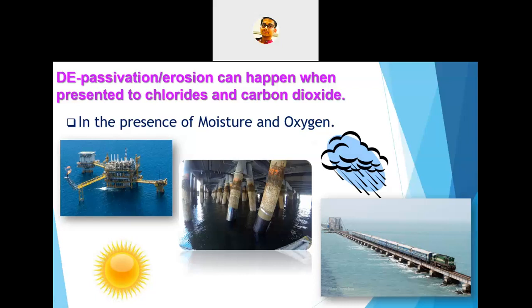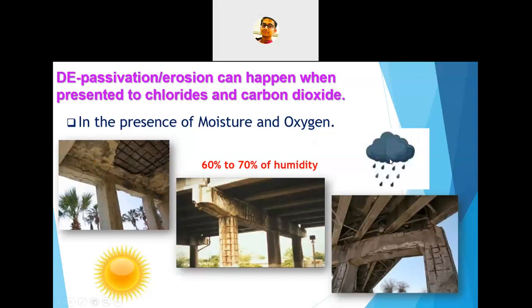And these types of structures where you can get 60 to 70% of relative humidity, and where the local concentration of carbon dioxide is more, at that time also you can get carbonation induced corrosion. So the important thing here is the humidity should be in between 60 to 70%. If the humidity is more than 70%, you may not see chloride induced corrosion. If the humidity is less than 60 or 50%, you might not see carbonation induced corrosion.